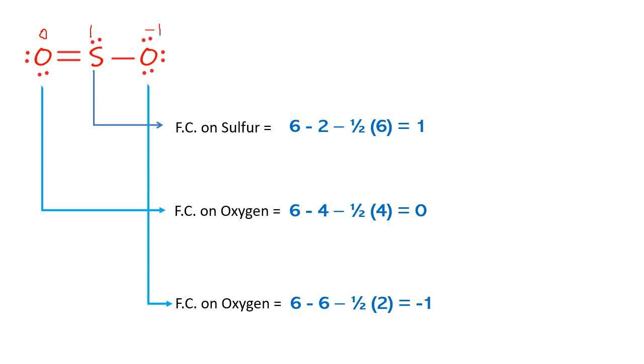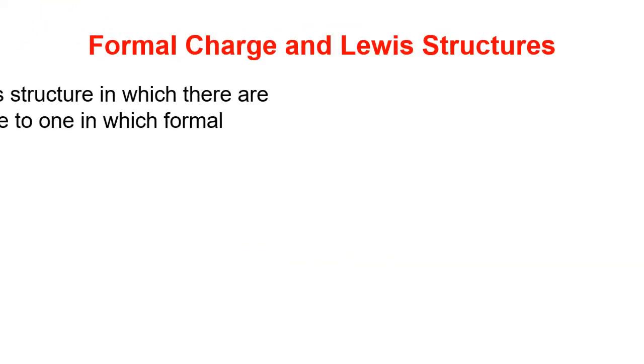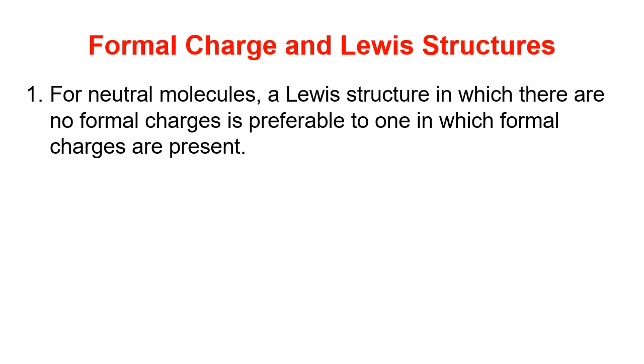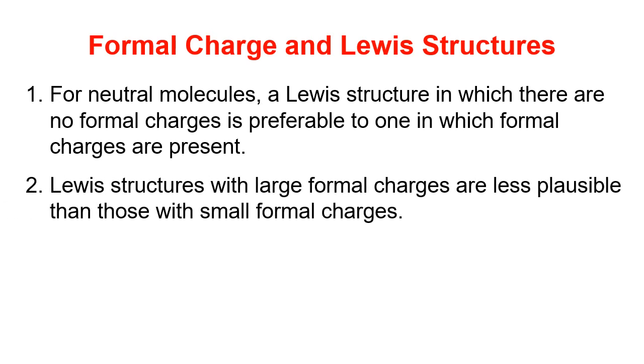Okay friends, so now the question is why we use this formal charge? What is the benefit of this formal charge? In fact, formal charge tells us about the preferability of a structure over other structures. So a structure with no formal charge is preferable to one which contains some formal charges. We shall discuss this in our next examples. Now, Lewis structures with large formal charges are less plausible than those with small formal charges.